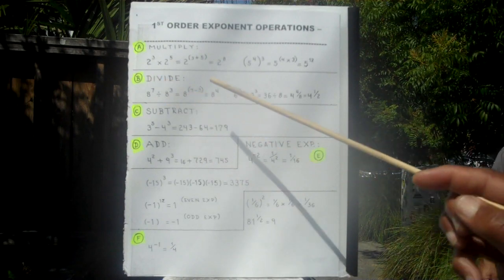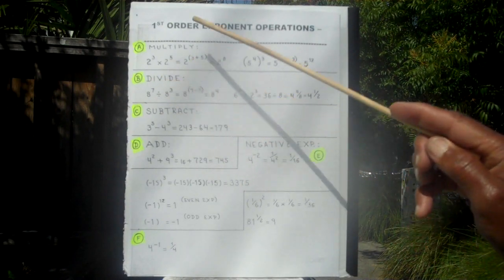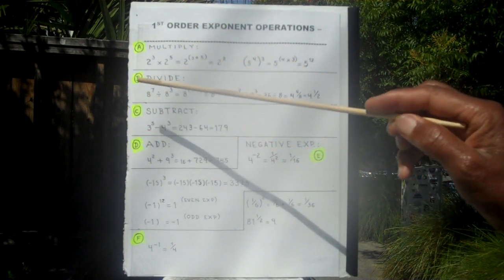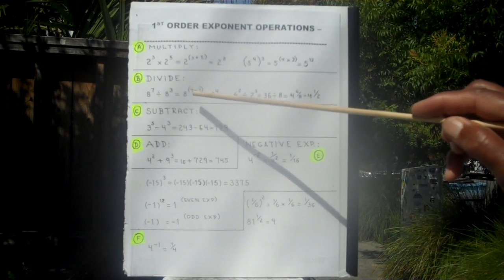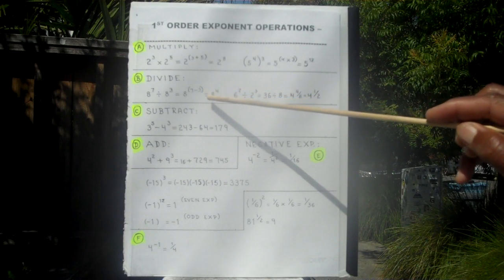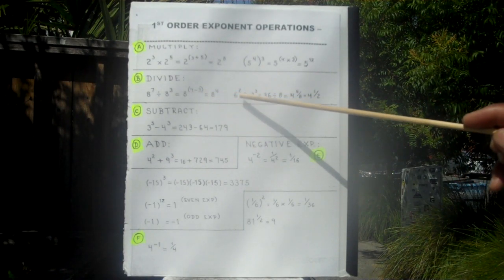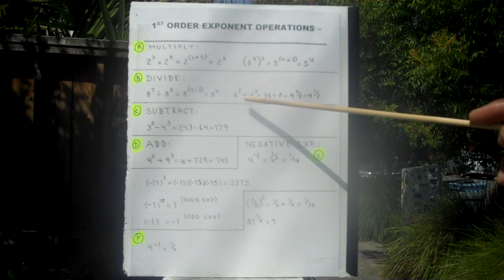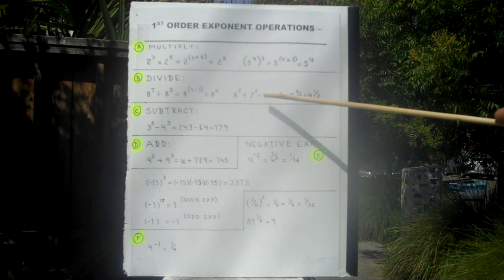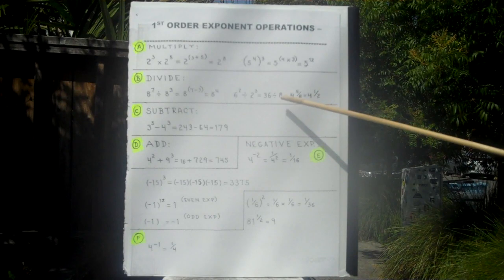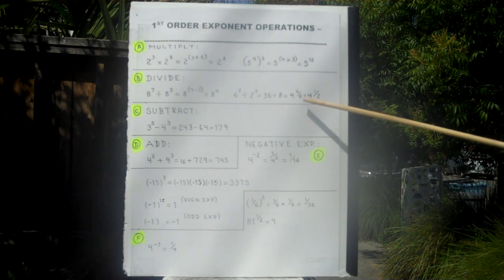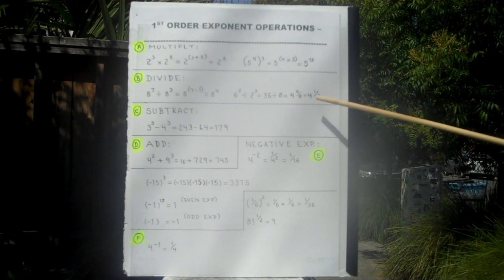We'll go to B. On dividing exponents, first order exponents that is, 8 to the 7th power divided by 8 to the third power equals 8, where 7 minus 3 equals 8 to the fourth power. 6 to the second power divided by 2 to the third power equals 6 to the second power equals 36, 2 to the third power equals 8, equals 4 and 4/8, which equals 4 1/2.